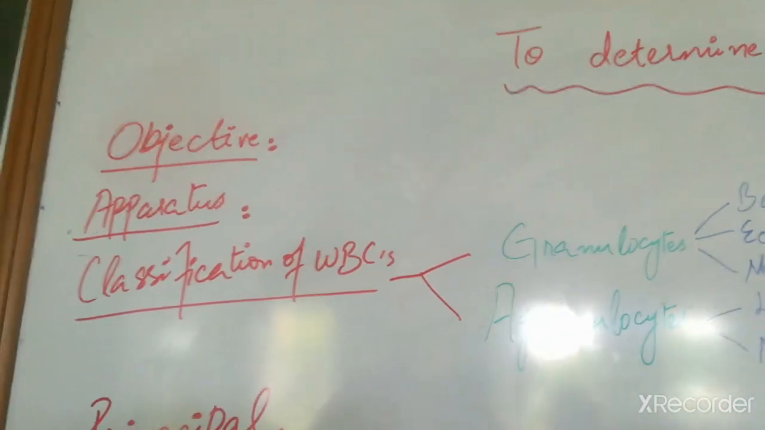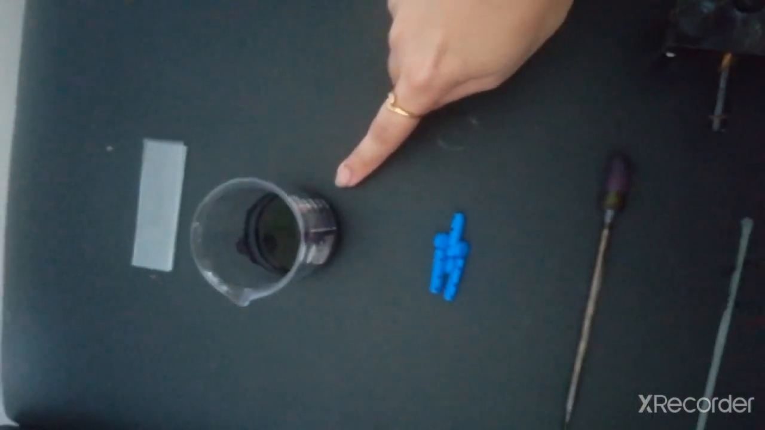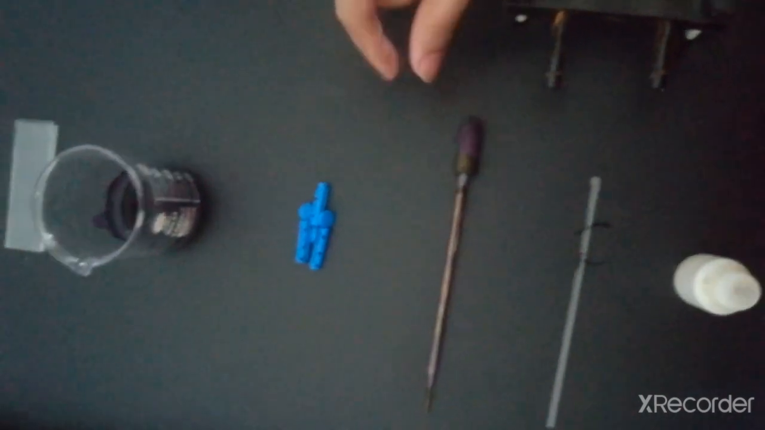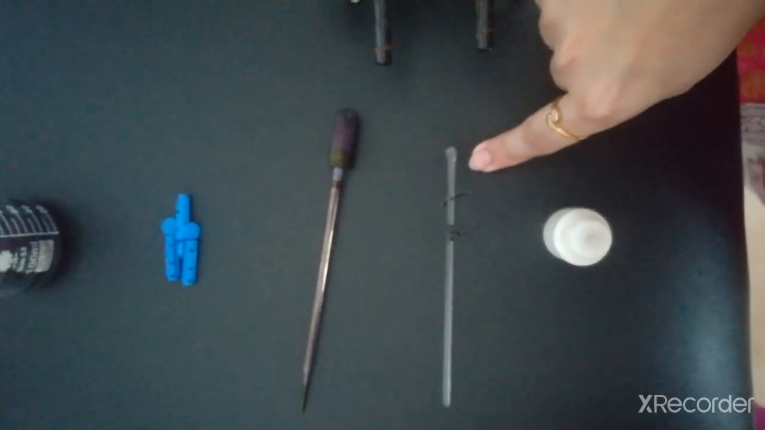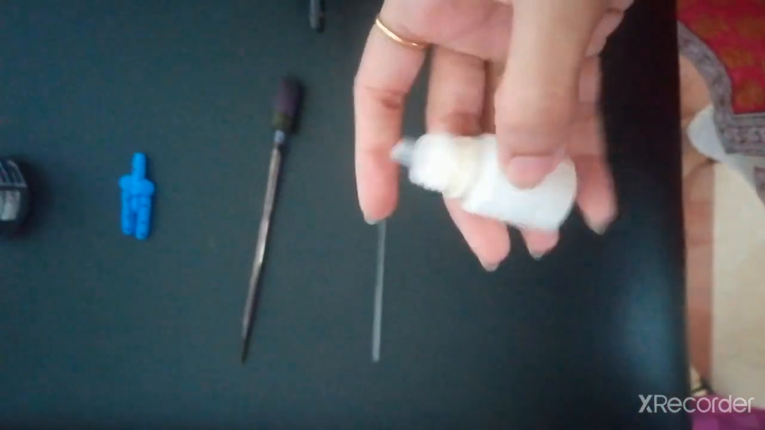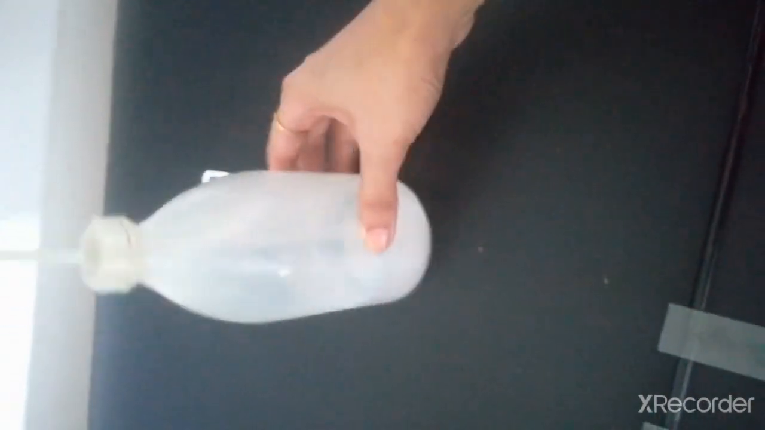Okay, so let's study about the apparatus of this practical. So we have glass slides, Leishman stain to stain the slide. This is blood lancet. This is dropper, glass rod for mixing. This is cedarwood oil to visualize the stain under microscope. Here we have distilled water, spirit swab, and staining tray to stain the slides.